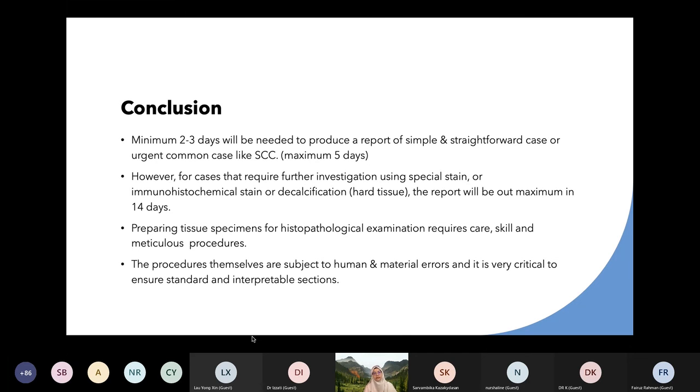Preparing tissue specimens for histopathological examination requires care, skill, and sound procedures, and the procedures themselves are subject to human and material errors, and it is very critical to ensure standard and interpretable sections so that we can produce a sound diagnosis. That's all from my lecture.